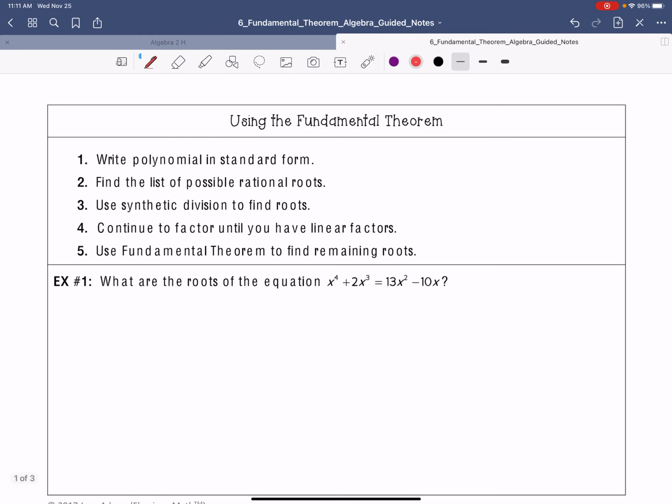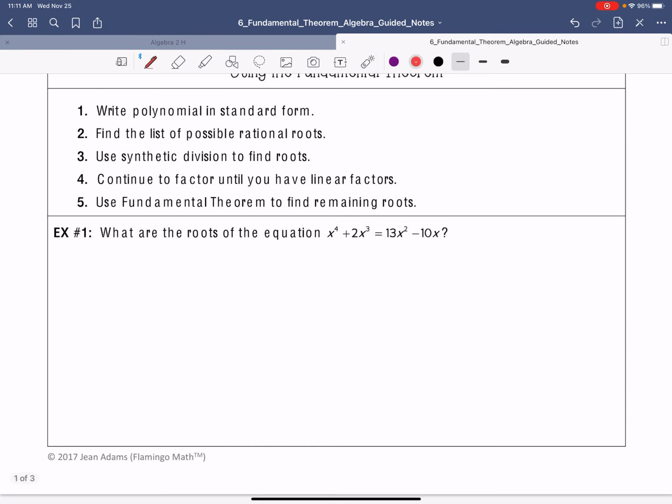All right, so using the fundamental theorem. Step 1, we're going to write the polynomial in standard form. In other words, we want it to equal 0, and then we want our exponents in decreasing order, from highest exponent to lowest exponent. Then we're going to find the list of possible rational roots. Remember, that's when we do p over q, p being your constant and q being your leading coefficient. We take all the factors of p divided by all the factors of q. That gives me the list of possible rational roots.